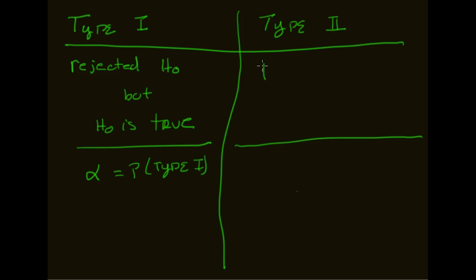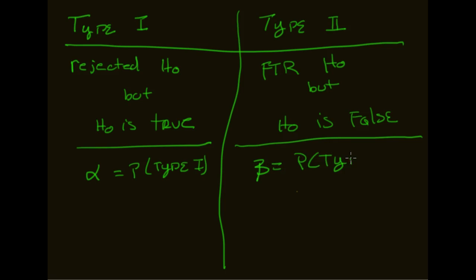Okay, type 2 is we have failed to reject the null hypothesis, but the null hypothesis is false. So this is the less common error. We fail to reject that. Well, it's not necessarily less common. It's the one that we are less concerned about. We fail to reject the null hypothesis, but the null hypothesis is false. And we use the letter beta to represent type 2, the probability of making a type 2 error given a sample.